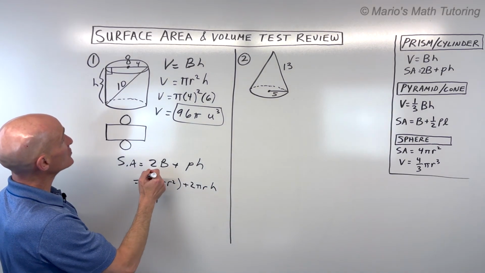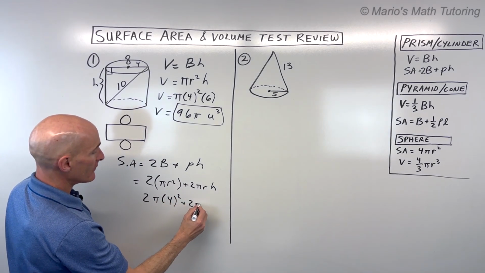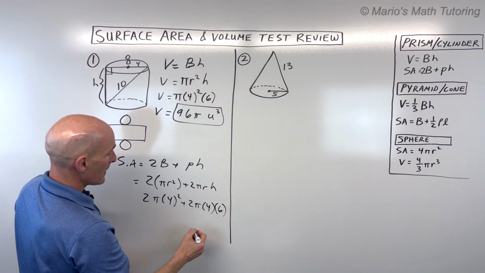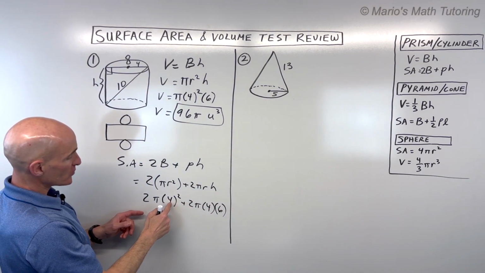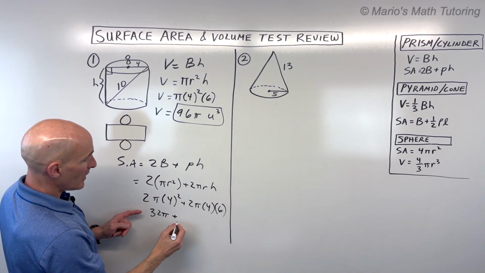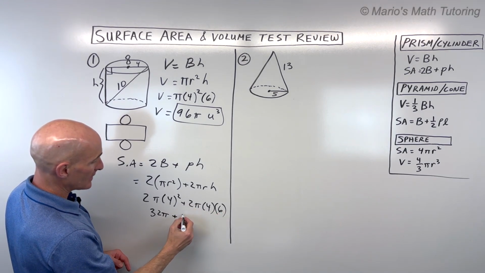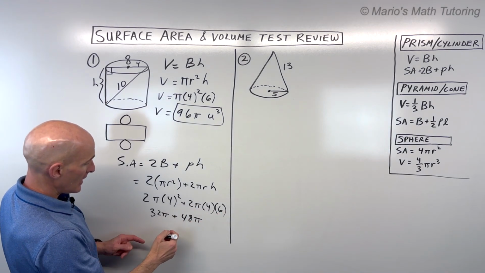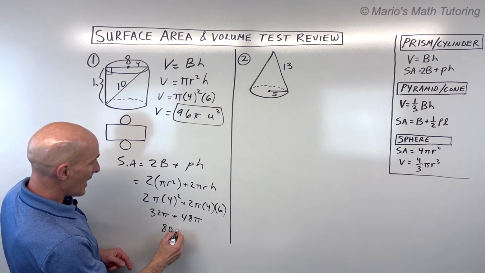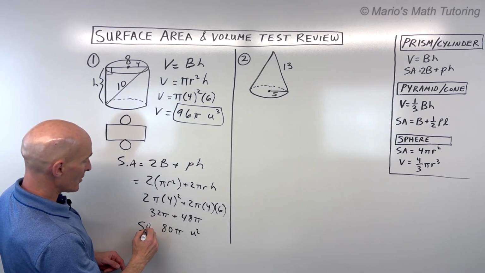Okay, so now let's go ahead and substitute. We've got the radius, which we said was 4, so that's 4 squared. We have the radius here again, which is 4, and then the height we said was 6. If we simplify this now, 4 squared is 16, times 2 is 32 pi, plus 4 times 2 is 8, times 6 is 48 pi, and if we add these together, we get 80 pi, and that's going to be units squared for our surface area.